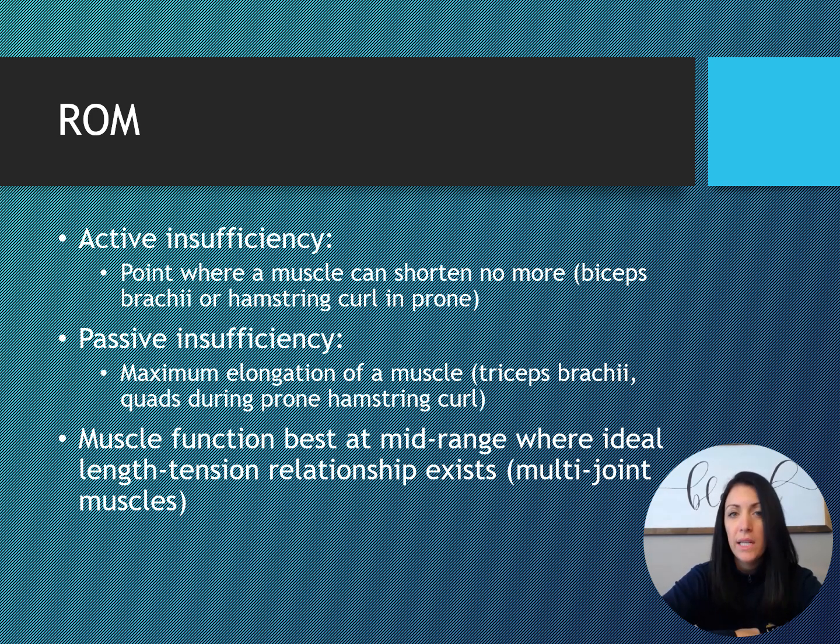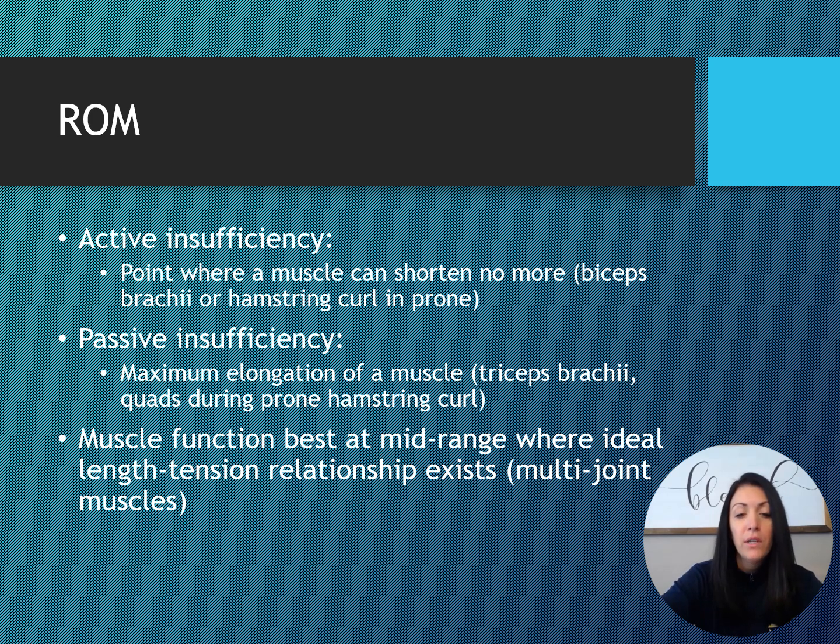Passive insufficiency is the opposite. So this is the maximum elongation of a muscle. And a lot of times you'll see this in 150, where we're pretty much putting those muscles in passive insufficiency when we do muscle length testing. So for instance, like how you did testing the biceps brachii, you did full shoulder extension and elbow extension, and you are elongating that muscle as much as possible over those two joints.